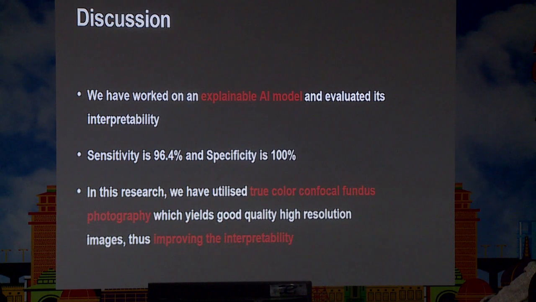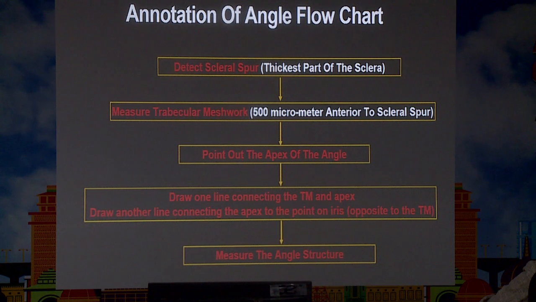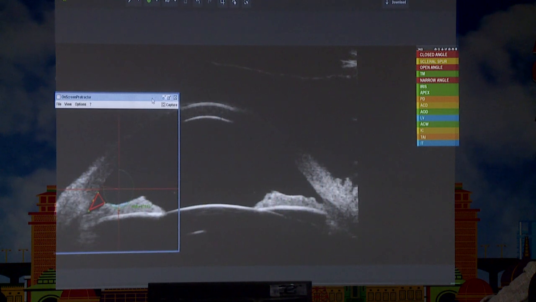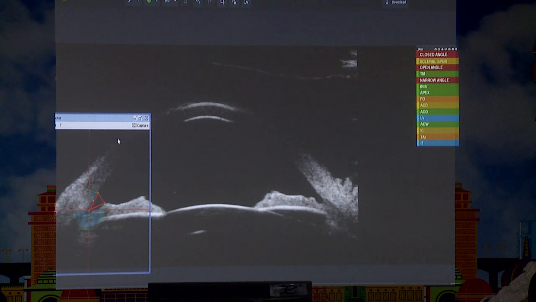It's an explainable AI. That's the way we are trying to go. An AI which is explainable has more value than an AI which is not, which is slightly dangerous. We have developed an AI with good sensitivity and specificity using true color confocal images, thus improving interpretability. We have used true resolution high images, and not only for the posterior segment, even for the angle. Currently a multimodal AI is being developed by us, where the trabecular meshwork and the scleral spur are marked, and we have developed a protractor. Once the anterior segment structures are marked in this ultrasound picture, the protractor teaches the machine how to interpret the angles.